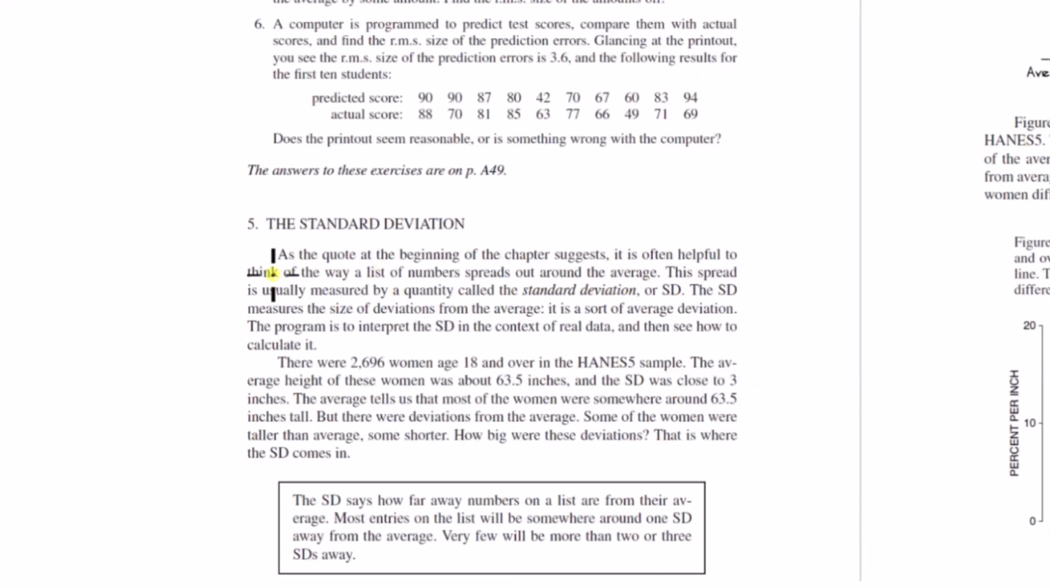And so it is often helpful to think of the way a list of numbers spreads out around the average. This spread is usually measured by a quantity called the standard deviation. The standard deviation is not the only way to describe how the numbers in a list are spread out around the average, but it is the most commonly used metric to describe this property of a list of numbers. The standard deviation measures the size of deviations from the average. So it's not from the median, it's from the average. Note that as well. It is a sort of average deviation.